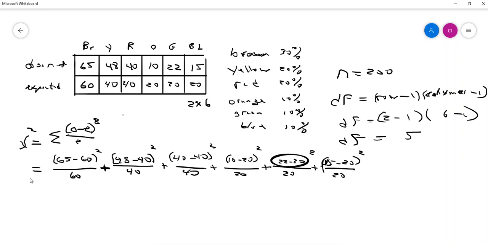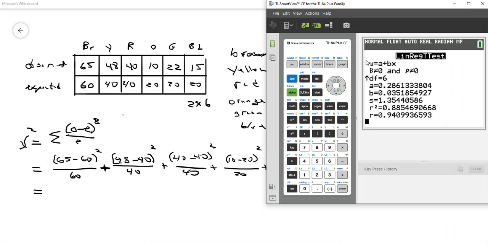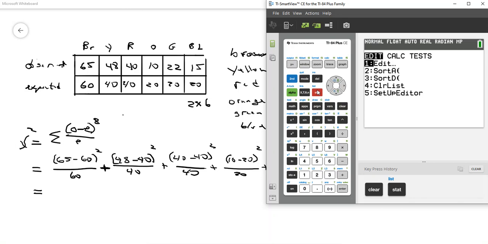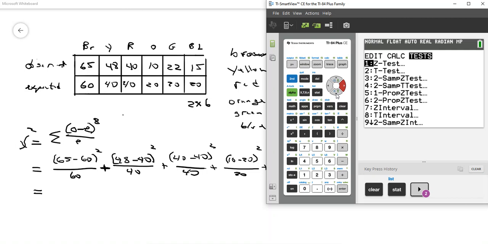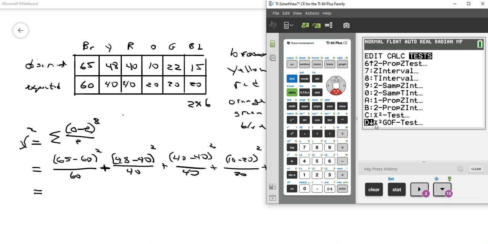And then you have to do all those calculations. I'm going to do that in just a second, but we're going to do it on the calculator for both, and then I'll continue with this. But let's go ahead and go to the calculator. Let's clear this out. We're going to go to Stat, Tests, and go down almost to the bottom. See this chi-square GOF, goodness of fit test.